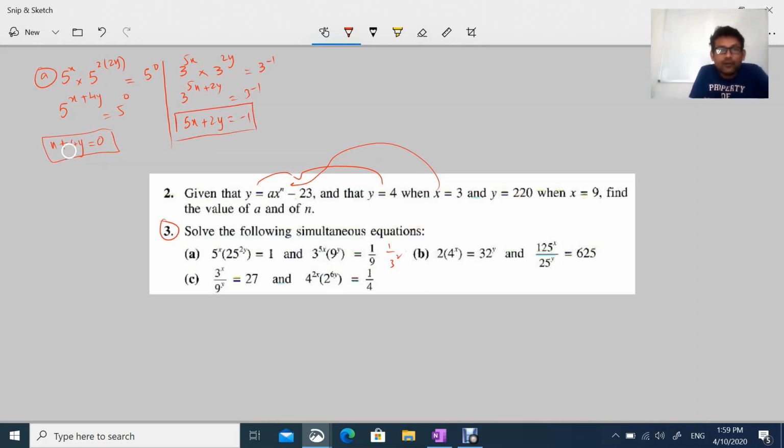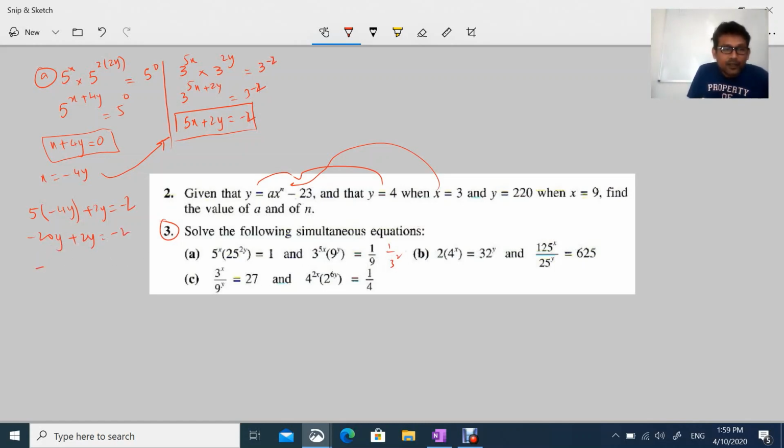We have 2 equations, so we can use simultaneous equations. It's up to you. You can write x equals minus 4y, and you can substitute this value in this equation. So equation 2 will be 5 times x, which becomes minus 4y, plus 2y and minus 1, and you can simplify to get minus 20y plus 2y equals minus 1. Sorry, this is not minus 1, this is minus 2, because this is 3 power minus 2.